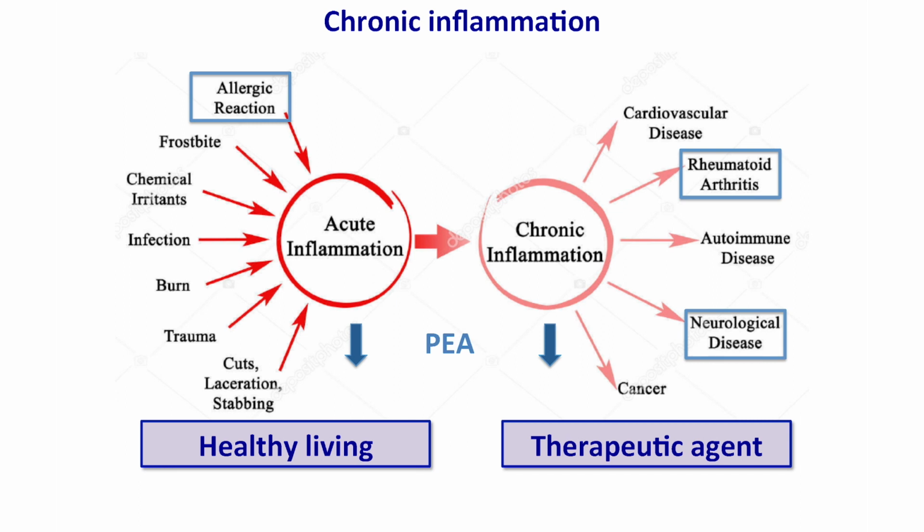So acute inflammation is the type of inflammation which we have whenever our body is subjected to some kind of harmful stimulus, for example, a frostbite, a cut. A little infection causes inflammation. It's a very protective response. We need inflammation. If we did not have inflammation, we would die.